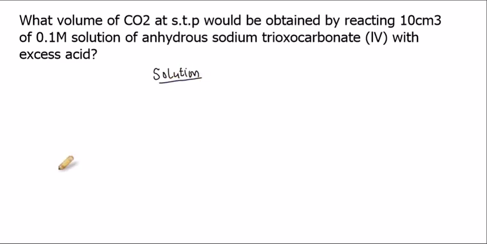To attempt a question like this, the first thing to do is to write out the chemical equation showing the reaction between anhydrous sodium trioxocarbonate 4 and excess acid. Though the acid used here isn't mentioned, we're making use of hydrochloric acid. So we have the chemical equation showing the reaction between anhydrous sodium trioxocarbonate 4 and hydrochloric acid. When this reacts, we have sodium chloride, water, and carbon dioxide as the products.